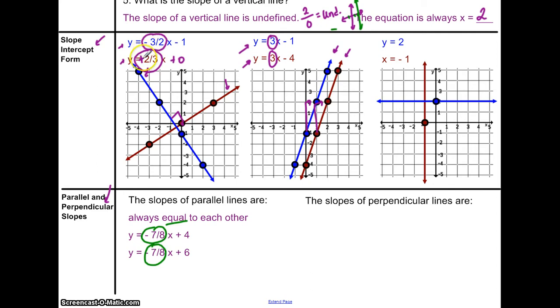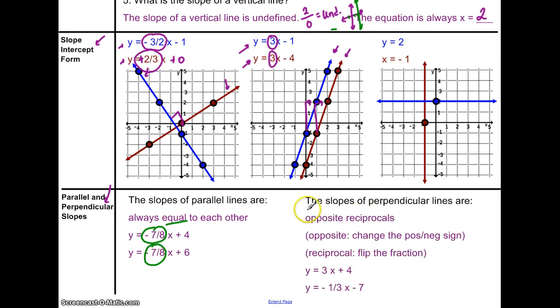One slope is positive and one slope is negative, which means these 2 slopes have opposite signs, positive and negative. In addition, the fractions here are flipped. One is 3 over 2, the other is 2 over 3. We call that being reciprocal. So it seems like 2 perpendicular lines have opposite signs and reciprocal slopes. Let's put a couple notes down here. The slopes of perpendicular lines are opposite reciprocals to each other. Opposite means we're going to change the positive and negative sign, and reciprocal means we're going to flip the fraction over, the numerator and the denominator.